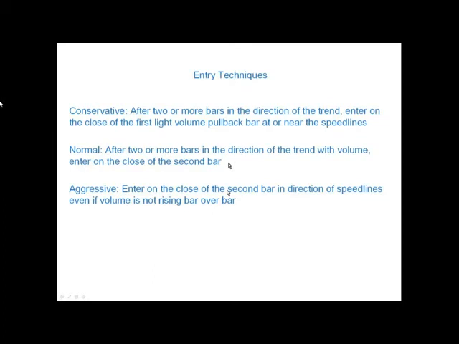Okay. The last one here is aggressive, which is entering on the close of the second bar in the direction of the speed lines, even if volume is not rising bar over bar. Okay, so volume is ideal. We're looking for that higher volume. For those of you that are more conservative, we're looking for higher volume bar over bar as the price is going up, or the same thing if the price is going down, we're looking for higher volume as it's coming down, and then you look for a light volume pullback. Okay, that's what we're looking for there.